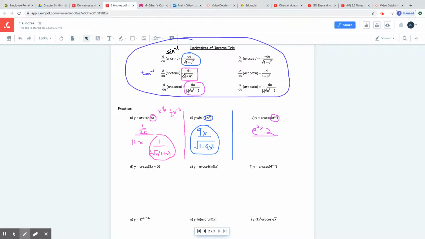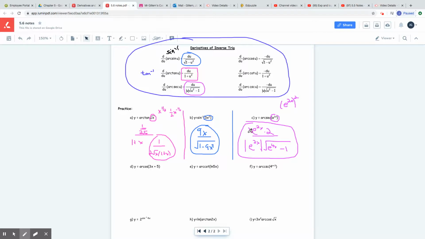Over, which are we doing here? Arcsecant. So it's just the absolute value of u, square root of u squared. Well, what was u? E to the 2x. Square root of u squared. Well, what's e to the 2x squared? Well, power to a power, it's just e to the 4x, minus 1.